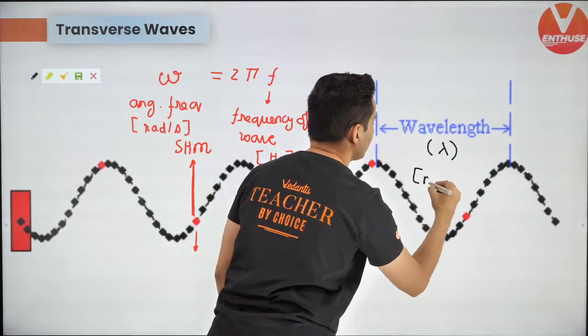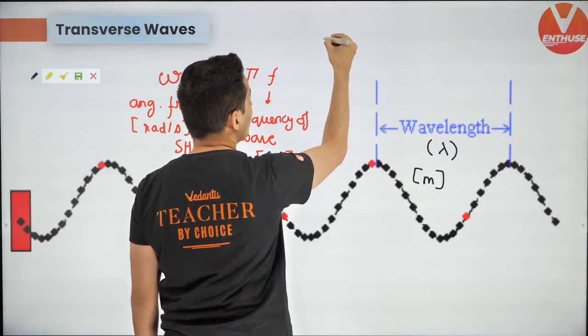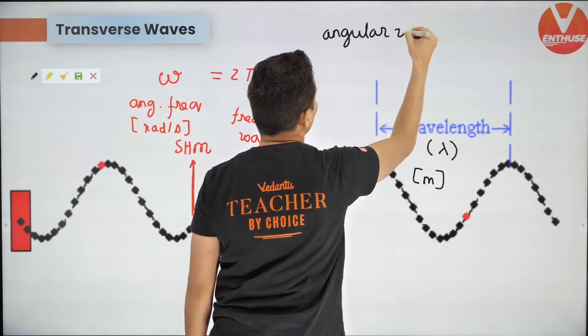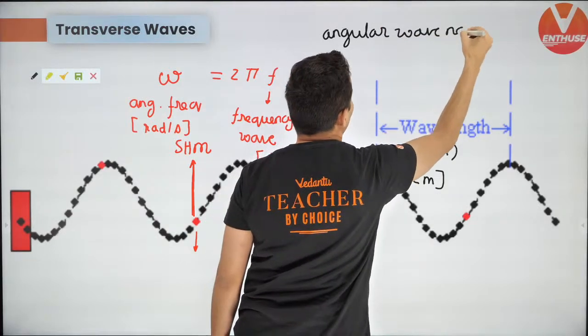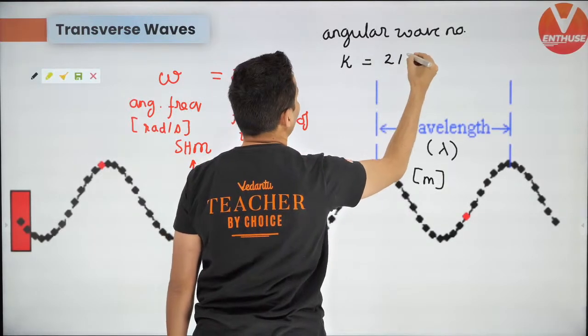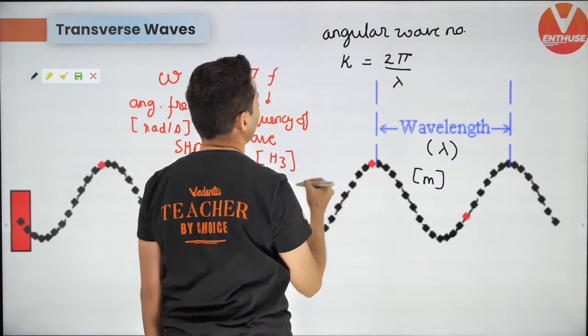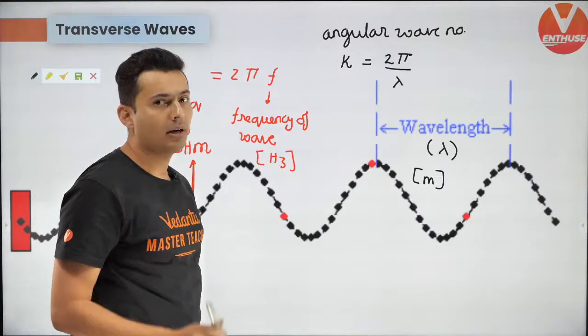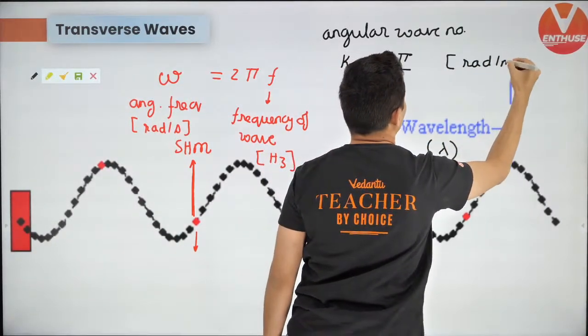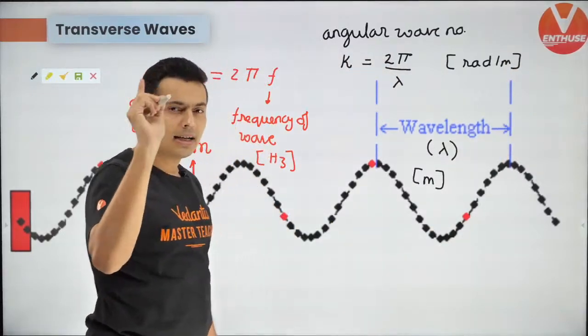The second quantity which you should keep in mind is, if wavelength is given by lambda, in meters, then you have a new term called angular wave number. It's a new quantity which we are defining, k, which is 2 pi divided by lambda. Now the unit for this will be radian per meter. Now what does it exactly tell you?